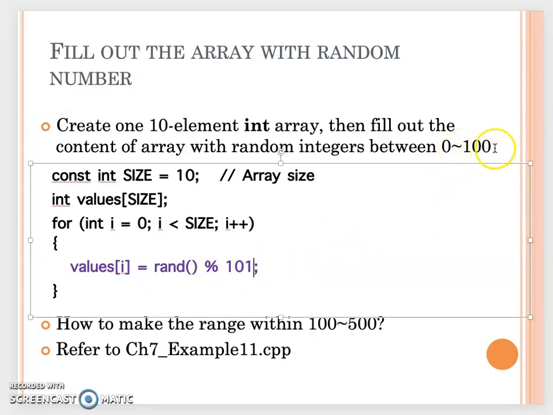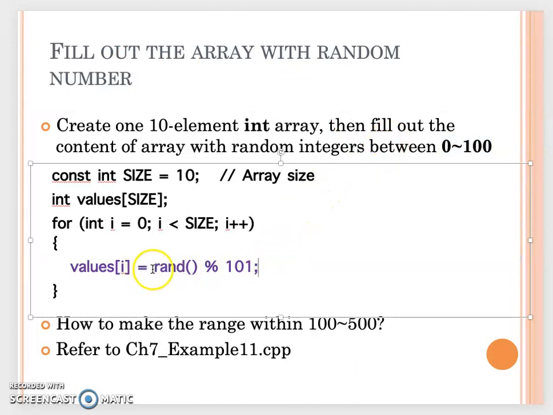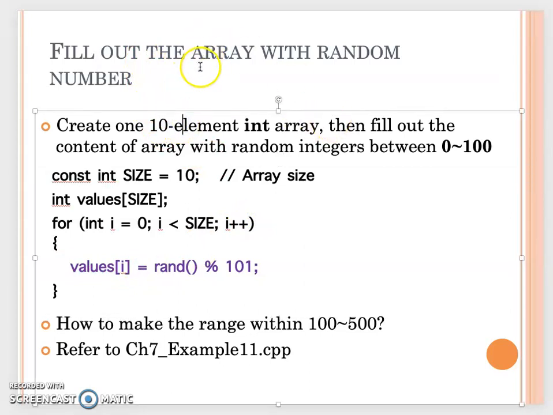But of course, if not including 100, then we do the mod by 100. But here, since I say 0 to 100, so then we do the 100. Did you remember? You just need to do the rand mod by the number 101. So my remainder will be between 0 to 100. Then I just assign it to my variable, assign it to my array. So that's how we will fill out the array element with a random number.